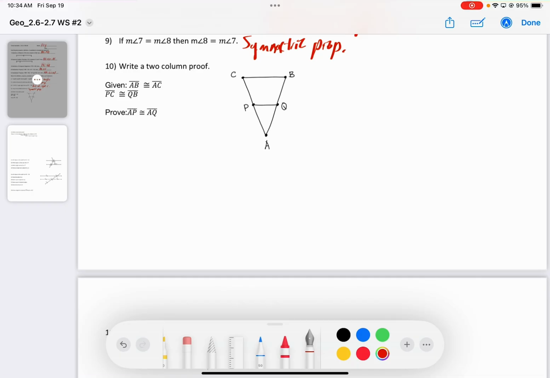Probner, you did this one for us. You started by doing what? Writing the givens down, right? So I know that AB is congruent to AC. And I know that PC is congruent to QB. We want to prove that AP is congruent to AQ, okay? So then it looks like after that you subtracted something from both sides? I don't even know what I did. Okay. All right, well, let's start the same way he did.